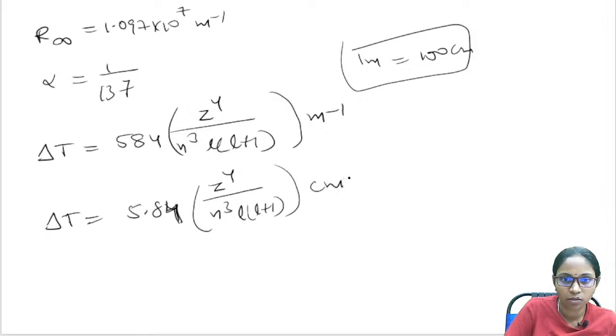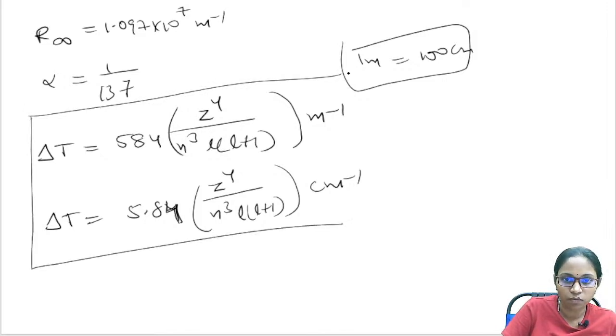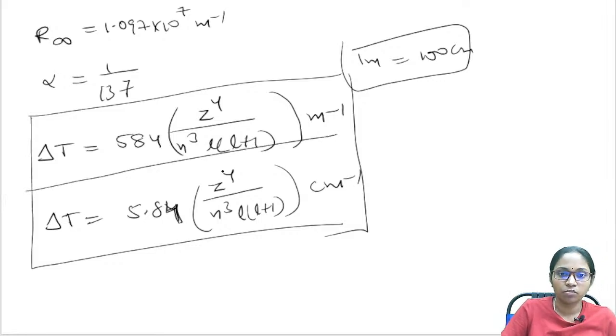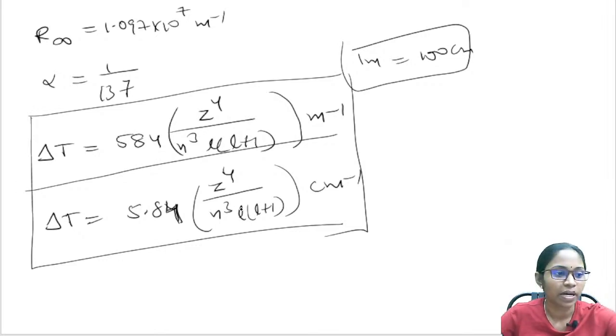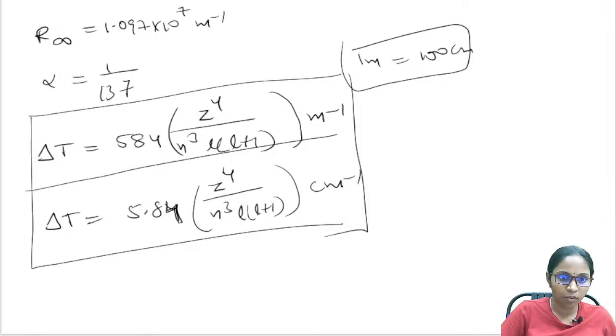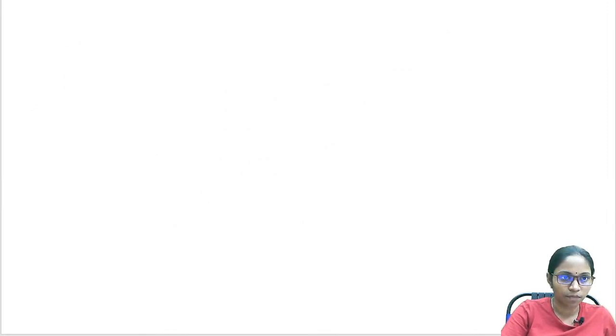So finally the term value equation will be 5.84 into z power 4 by n cube into L into L plus 1 per centimeter. It's a very important value. From here you will have a question in your JL, DL as well as in your NET and GATE examinations. Remember this value. We will solve problems using these equations.